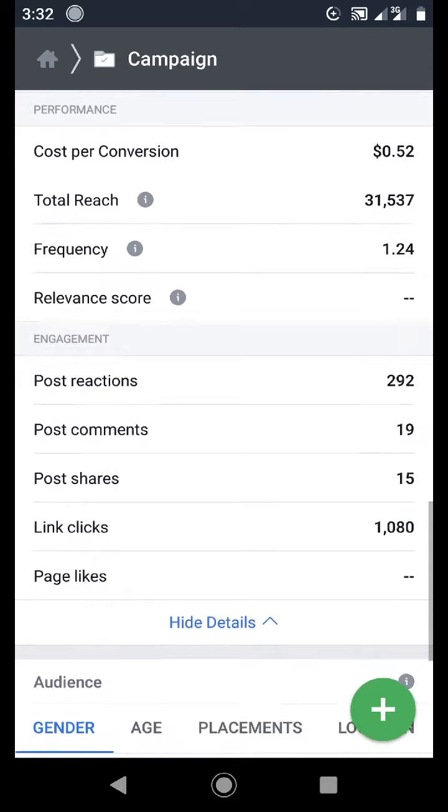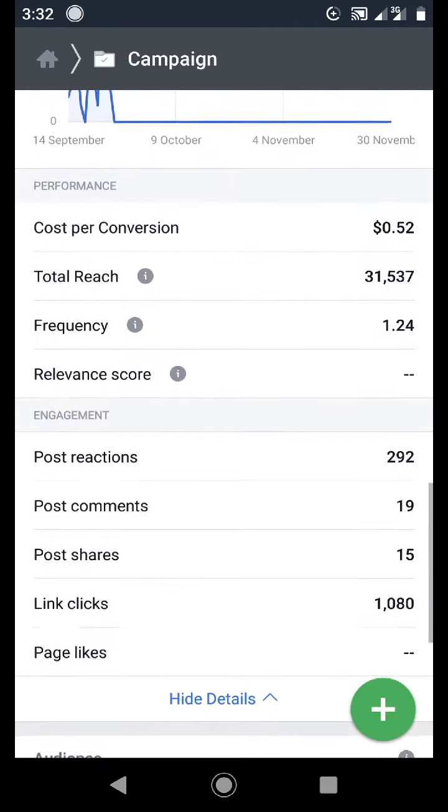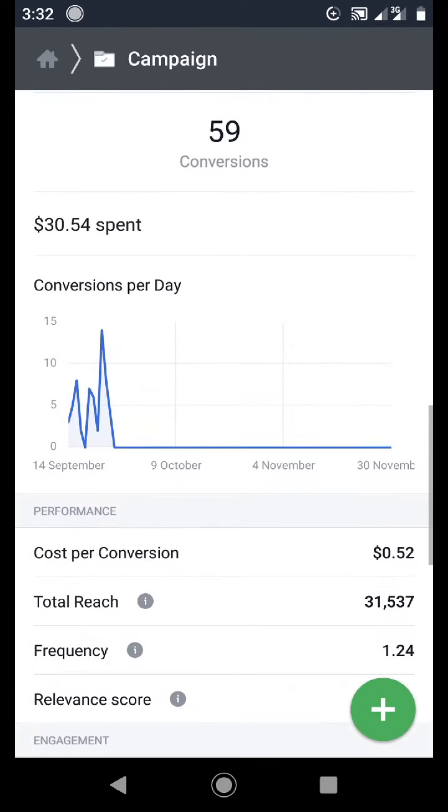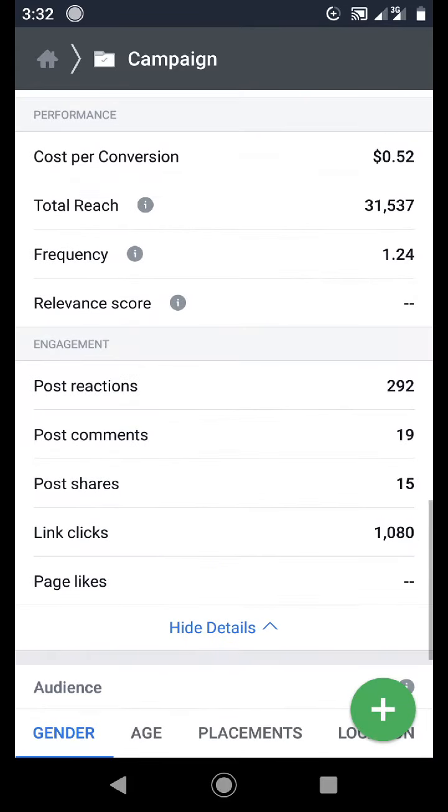So now you can see there are two things I consider. I consider the amount spent and I consider the link clicks. For every image I use, I make sure that the cost per person that clicks on the campaign doesn't exceed, let's say, 15 or a maximum of 20 naira.